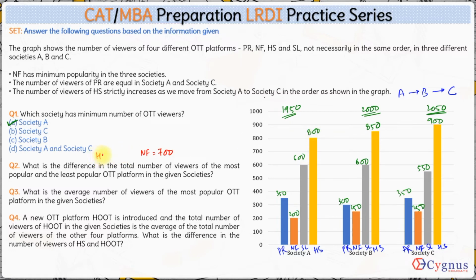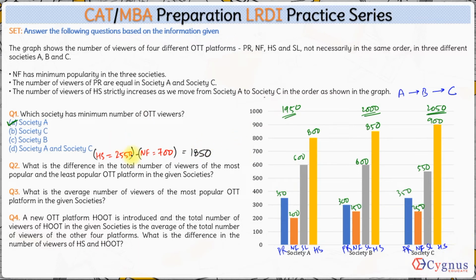So let's calculate the total number of viewers for HS. So this is 800 plus 850 is 1650. 1650 plus 900 is 2550. So we basically have to calculate the difference of these two, right? We have to calculate the difference of 2550 and 700, right? So 2550 minus 700 will come out to be 1850 over here, right? So your final answer will be 1850.